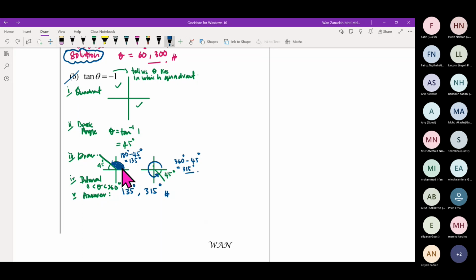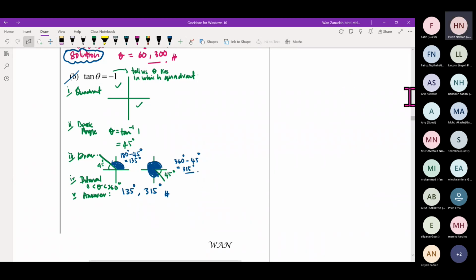How do you get this? So half of 180 minus 45, you get 135. Meanwhile in here, how do you get this? 360 minus 45. Can you follow, students? So you get 315 and this is your answer.